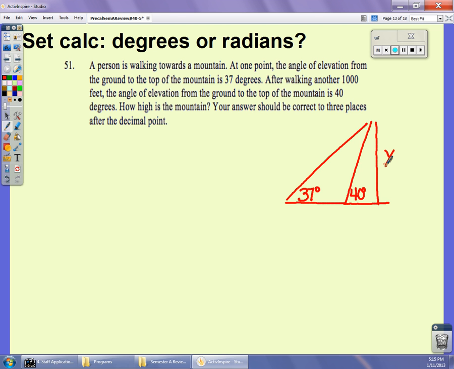Now, we may need to find some other things before we can actually get to the side of that mountain. The fact that this is a right angle and this is a 37-degree angle allows us to find this big angle up here as 53 degrees. That comes from 180 minus 90 minus 37 equals 53. Also notice that this 40-degree angle is supplementary, so the other side of this is 140.